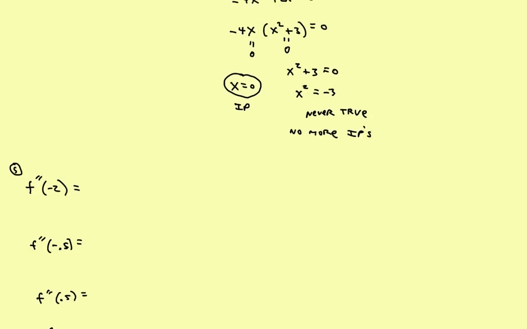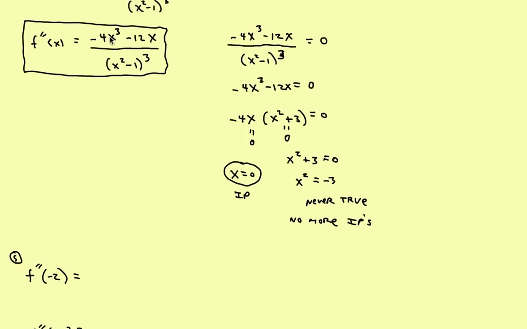So what the second derivative is, it's going to be this function right here, 4x cubed minus 12x divided by this. So just everywhere you've got an x, plug in a -2. So this first one would look like this. I'll have 4, and in place of the x cubed, put a -2 cubed minus 12 times a -2 divided by a -2 squared minus 1, and the whole thing cubed.